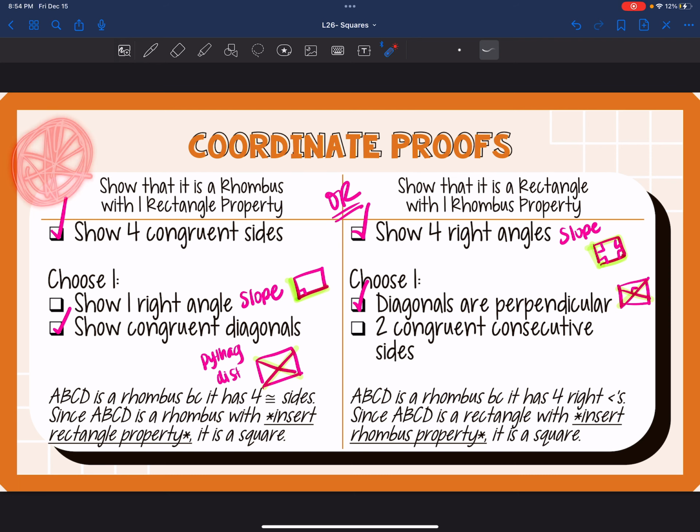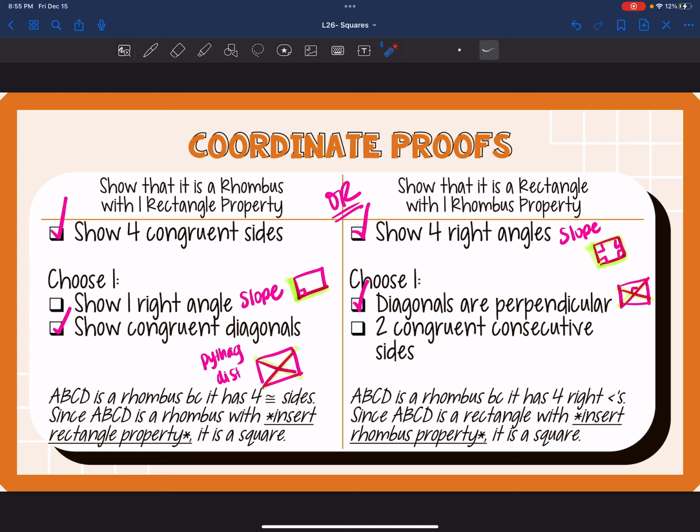And here's why. Usually I'm a slope girly, but if I'm showing four congruent sides, I'm just going to do my Pythagorean theorem once, and it's going to be the same thing for the other four sides because guess what? It's a square. So all of my sides are congruent. And then I'm just going to show the congruent diagonals. That's going to be the Pythagorean theorem twice. So in total, I'm doing the Pythagorean theorem 3 times. In reality, I'm showing 6, but I'm actually just doing 3.